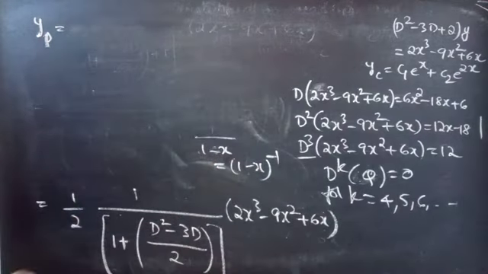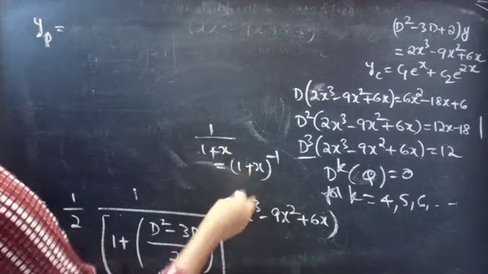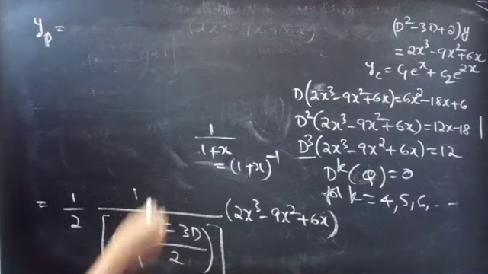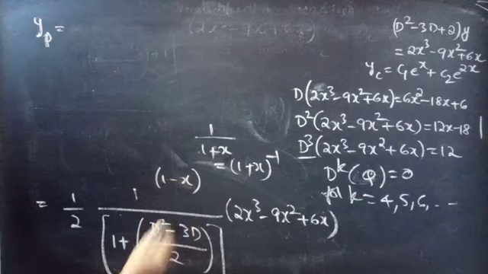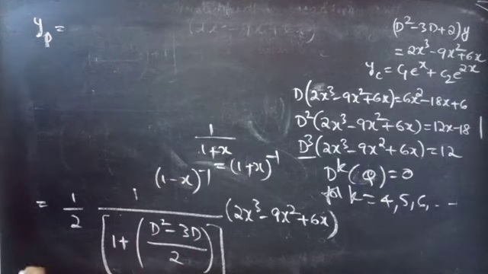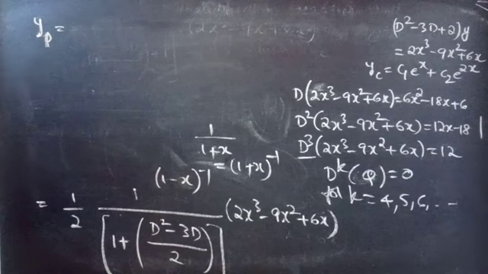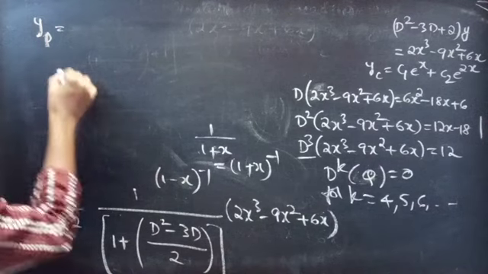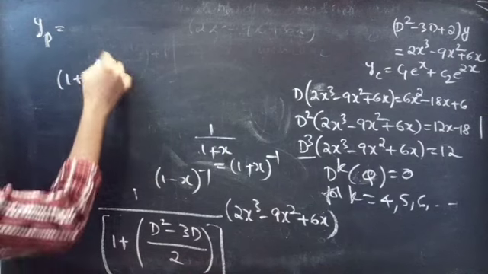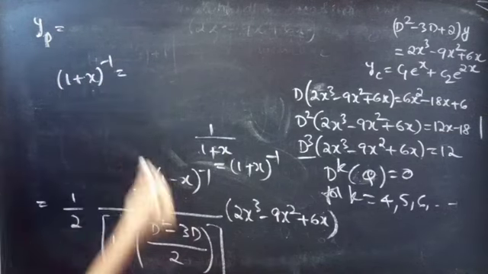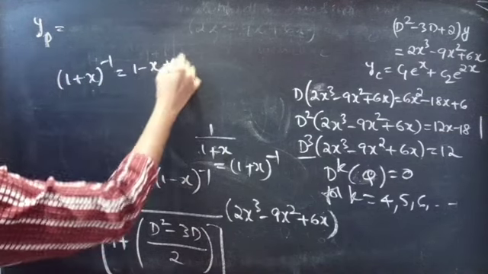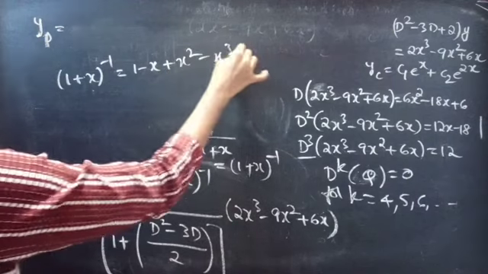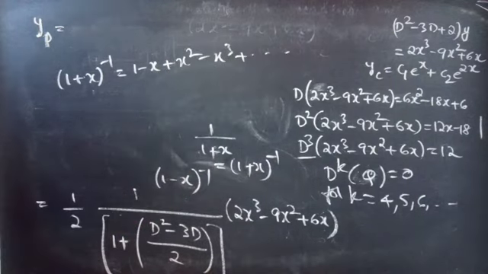Either you can expand (1 plus x) whole inverse, or you can write the denominator in 1 minus x form and use the (1 minus x) whole inverse binomial series expansion. While using (1 minus x) whole inverse, we'll get alternate signs.